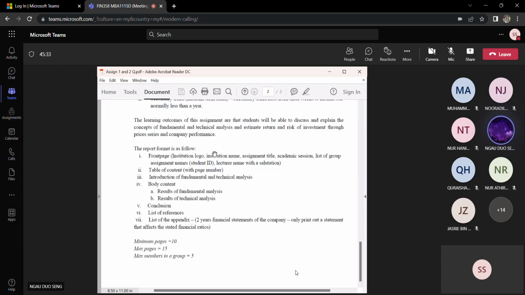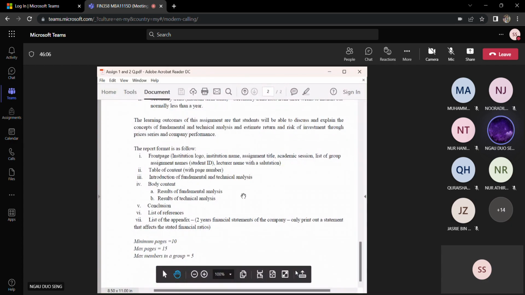The report format is as below. The front page is normal: student logo, institution name, assignment title, academic session. Then the list of group members' names, lecturer name, table of contents, introduction of fundamental analysis and technical analysis, body content, result of fundamental analysis, result of technical analysis, conclusion, list of references, and list of appendices. Minimum pages 10, maximum pages 15.